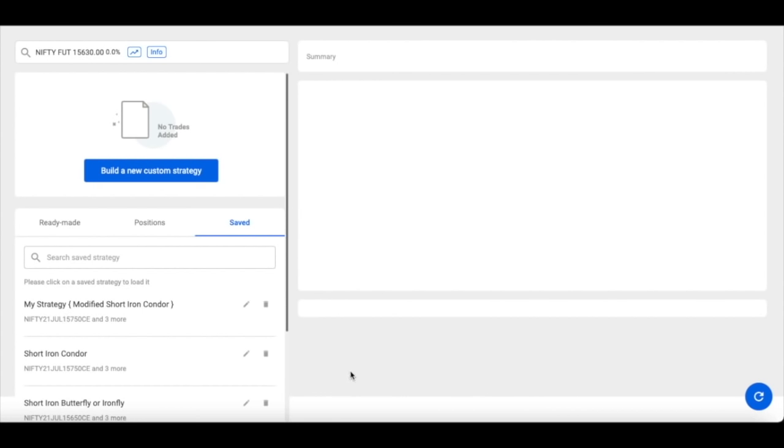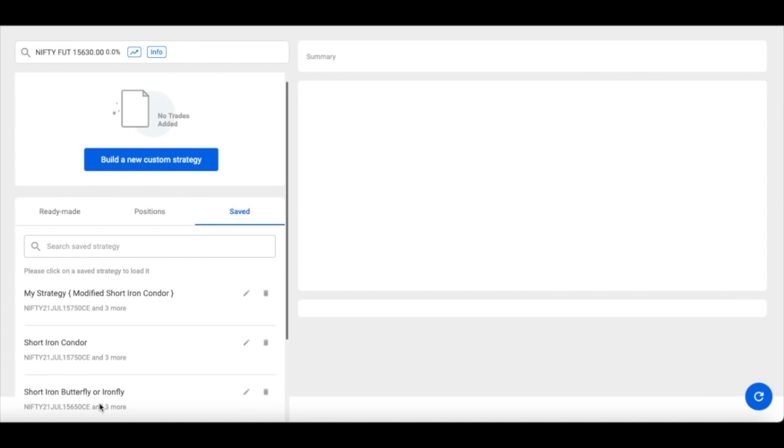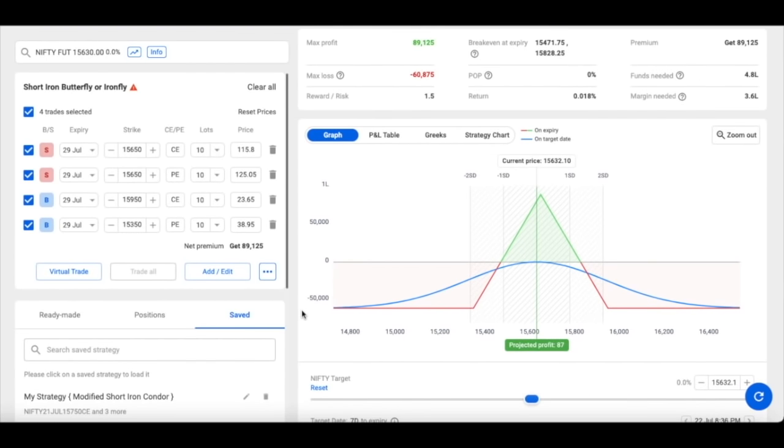Now let's analyze these three strategies. To save time, I've already created these three strategies. So let's check out the short iron butterfly first. Now if you see the payoff chart for the short iron butterfly, it clearly shows that both your profit and loss are limited. The margin requirement is 3.6 lakh. What you specifically need to note down is the break-even part. Here the break-even is 15,471 on the lower side and 15,828 on the upper side. Your maximum profit potential is 89,000 and maximum loss potential is 60,000. Your reward to risk ratio is 1.5.